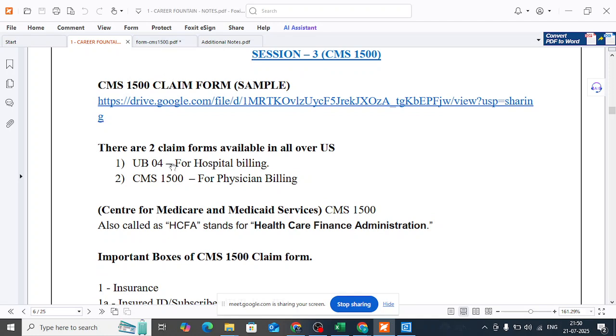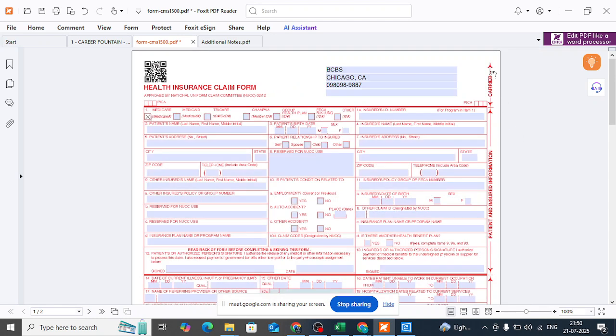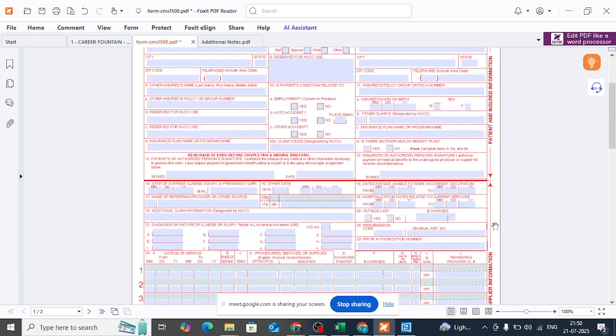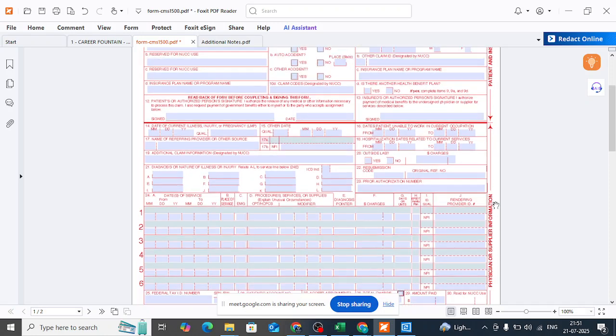We don't have to worry about the UB04 at this point, which is used for hospital billing. We'll focus on the CMS 1500 form, which always looks like this, in reddish color, and there are three portions in total. One is for the carrier, the second portion is for the patient and insured information, and the third portion is for the physician or supplier information.